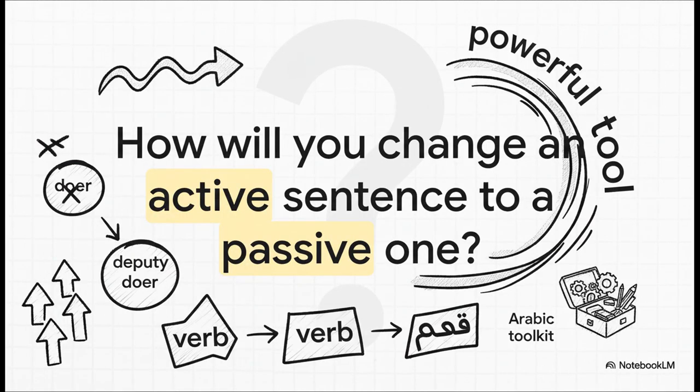So, there you have it. The 3 simple steps. Number 1, remove the doer. Number 2, change the verb to the fu'ila pattern. And number 3, promote the object to deputy doer by changing its case. This isn't just a grammar rule, it's a powerful tool for shifting focus. The only question left is, now that you know how, when will you use it?